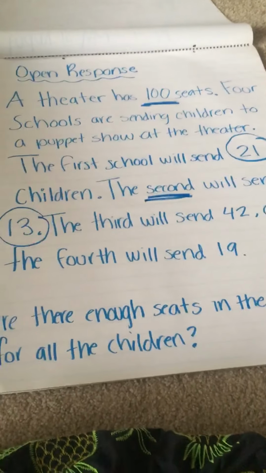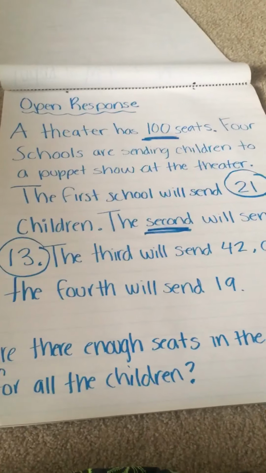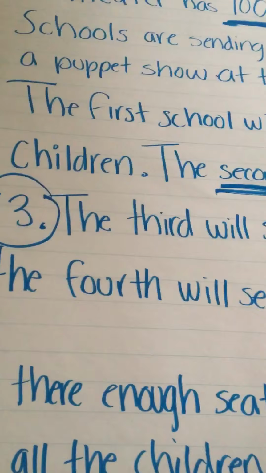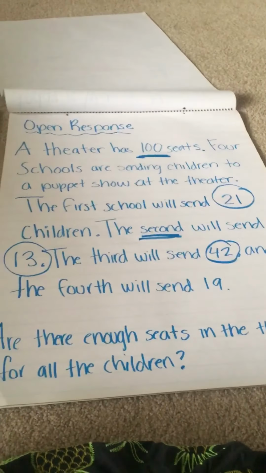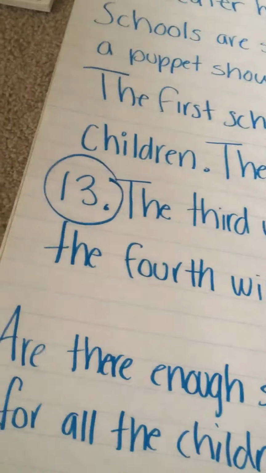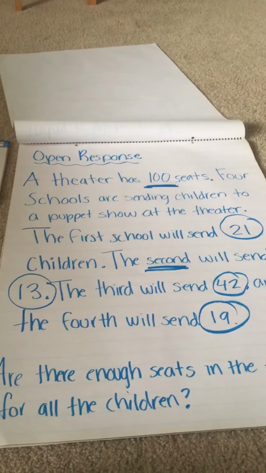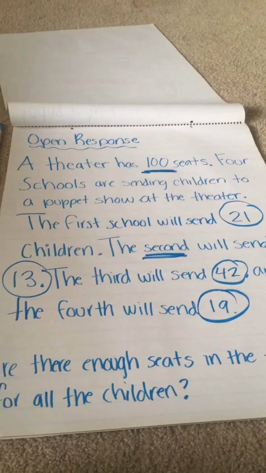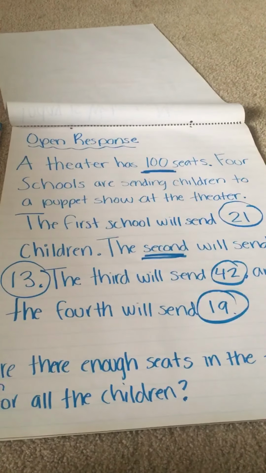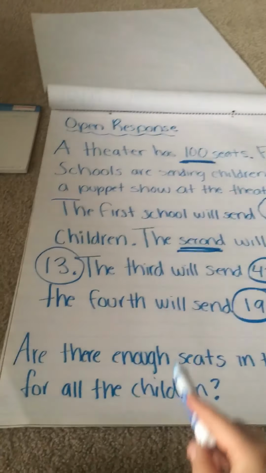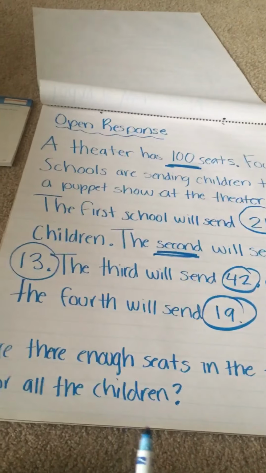Remember, use things to help you organize your ideas. The third will send 42. Circle that 42. And the fourth will send 19. Wow, we have circled about 4 different numbers. Those are all of the children that will be going to the theater. And remember, how many seats does the theater have? We learned that it has 100 seats. So your open response is going to ask you, are there enough seats in the theater for all the children? You must figure that out.